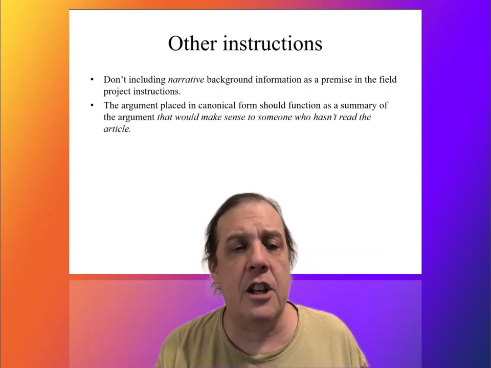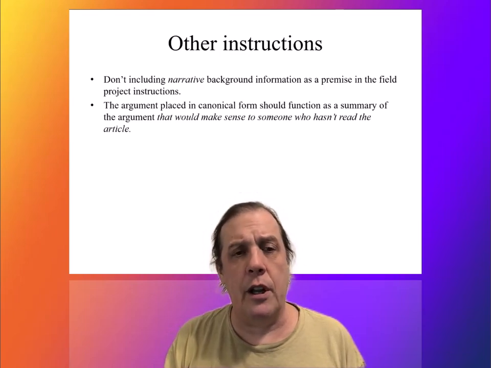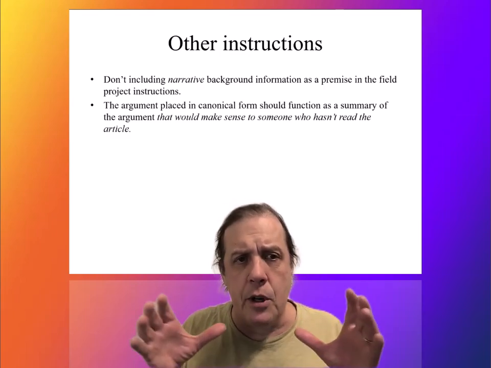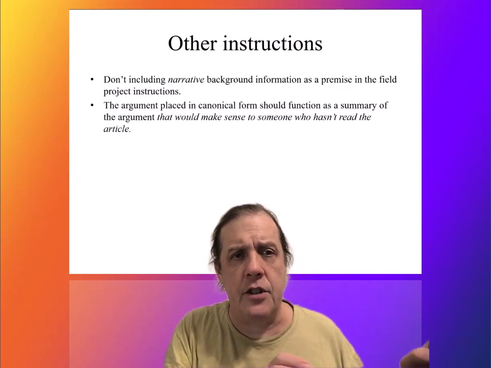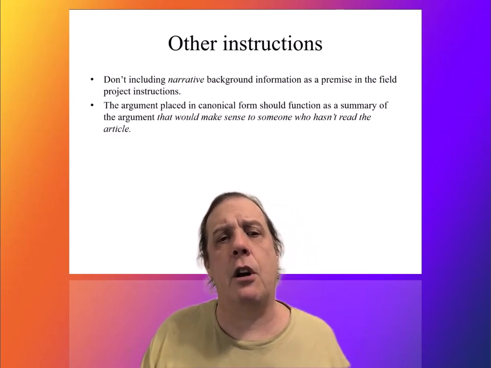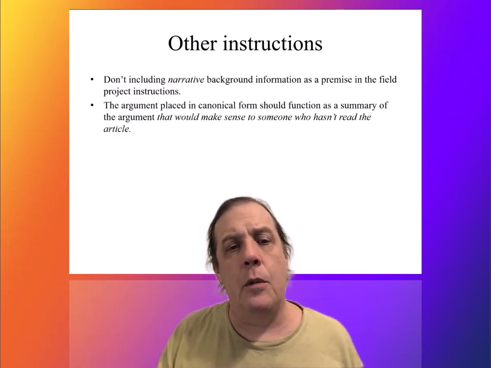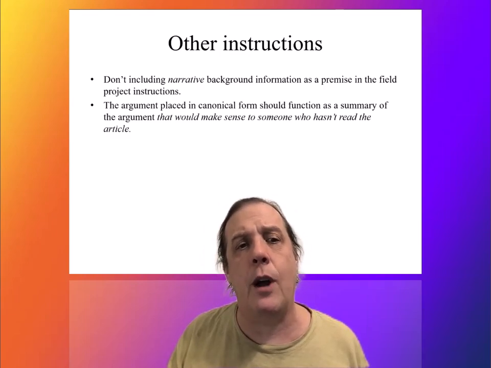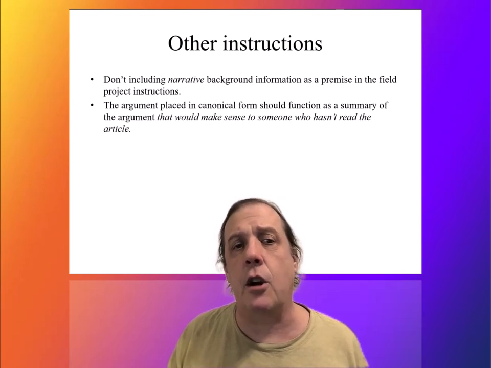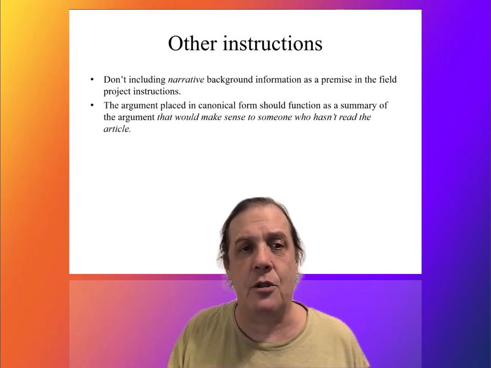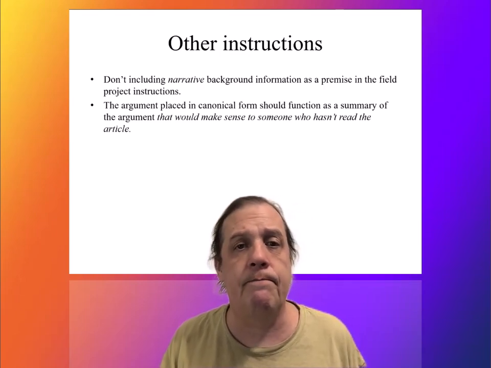Okay. Last couple warnings. Don't include narrative background information as a premise. Just give me what the person says, what their evidence is, and what their conclusion is. And please, when you place the argument in standard form, it should function as a summary of the argument that would make sense to someone who hasn't read the article or seen the argument that you saw. Right? So imagine that you're writing for someone who doesn't know what you're talking about, because in fact you are.